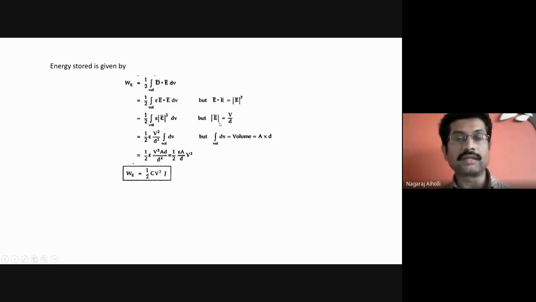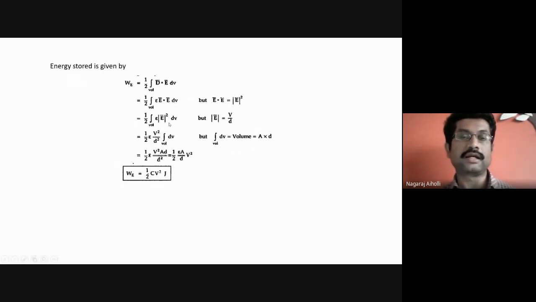But we know the magnitude of E bar is V by D. Substitute that. It is half epsilon. Instead of E, write it as V by D. Square it, and we will get V square by D square.